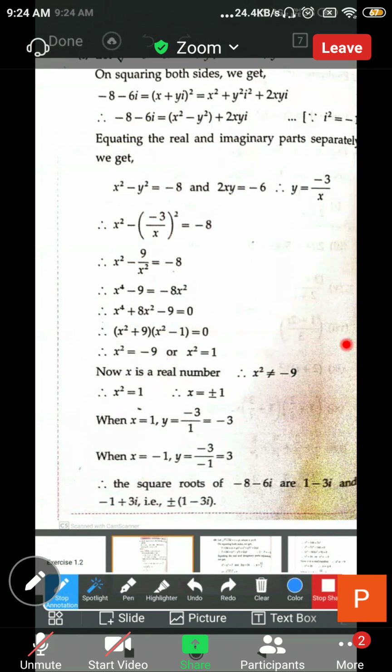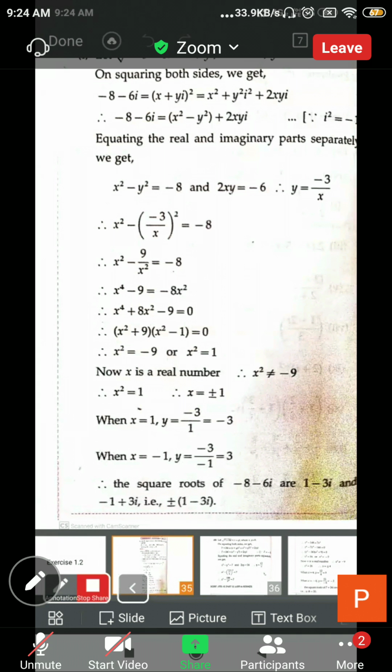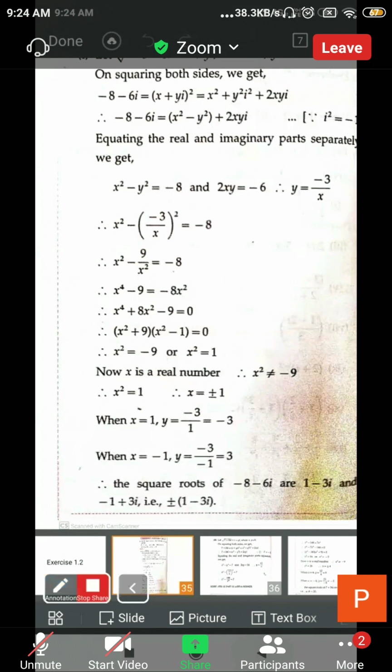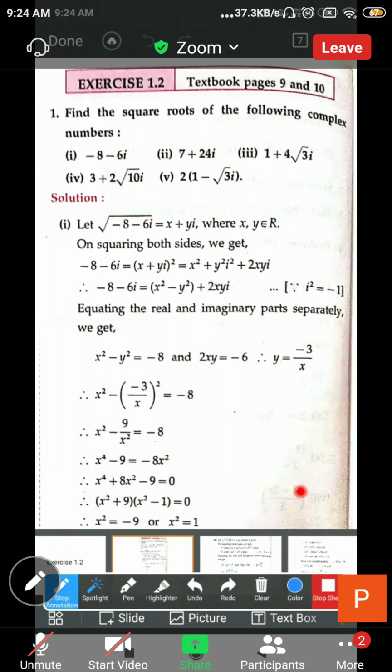Now we got the values of x and y. X is 1, then y is minus 3. X is minus 1, y is plus 3. Now we have to write the square root of the given number, minus 8 minus 6i. What will be the square root then? As you know, we have considered on the upper side, see over here, root of minus 8 minus 6i is nothing but x plus yi.